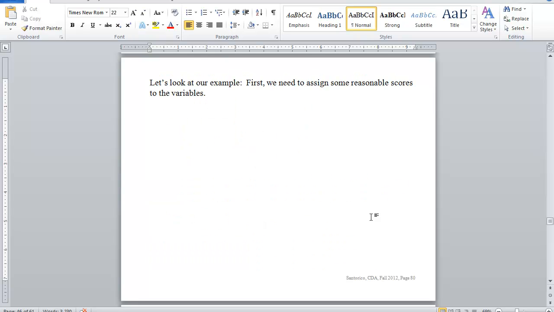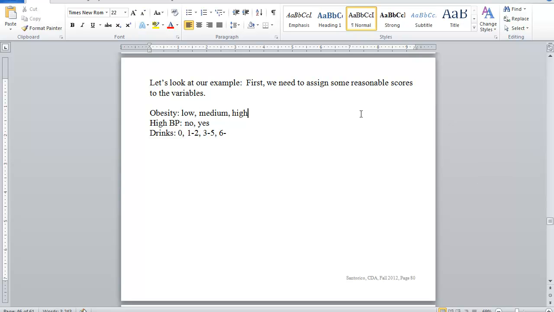So let's take a look at our example. Again, you have to think about what your scores would be. For us, we had obesity, which was low, medium, and high. And we had hypertension, so it's high blood pressure of no and yes. And then we had drinks, which was 0, 1 to 2, 3 to 5, and then 6 and greater, 6 and on.